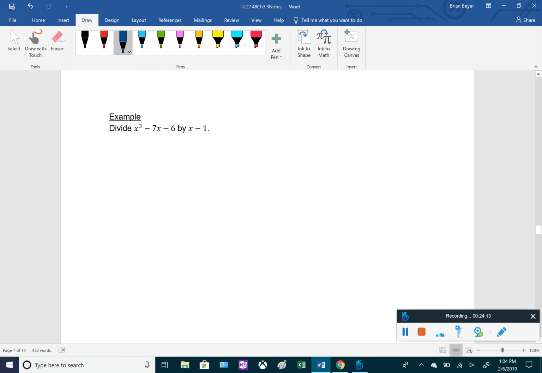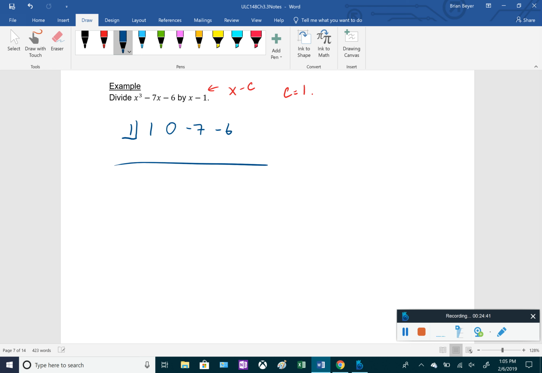So let's do one more because they're pretty short. Let's divide x cubed minus 7x minus 6 by x minus 1. There's a reason why I want to do this one still, even though we probably get the idea of it. So the divisor is in the form x minus c. Our c is positive 1. So we're going to box that in. Coefficients of the dividend are 1. It's missing the x squared, so a coefficient of 0. And then negative 7, negative 6.